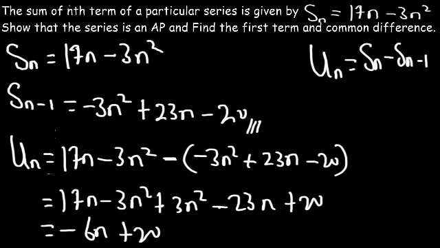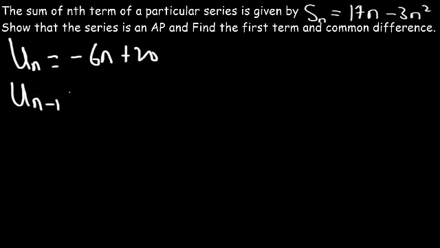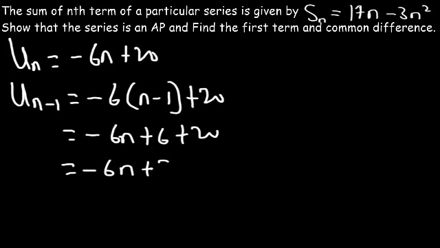Good. Now if U sub n is that, then I can get the value of U sub n minus 1. Alright, hopefully you are following. So we got U sub n to be equal to negative 6n plus 20. So what would now be U sub n minus 1? That becomes negative 6 multiplied by n minus 1, plus 20. And in the end I should have negative 6n plus 6 plus 20, and I should get negative 6n plus 26.